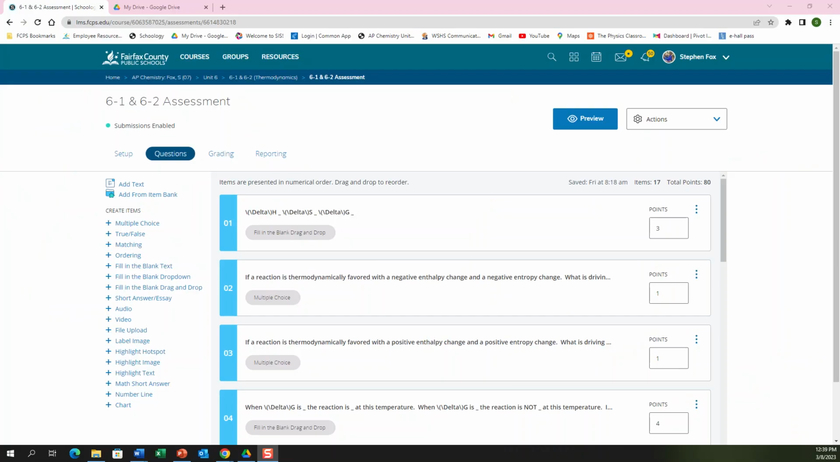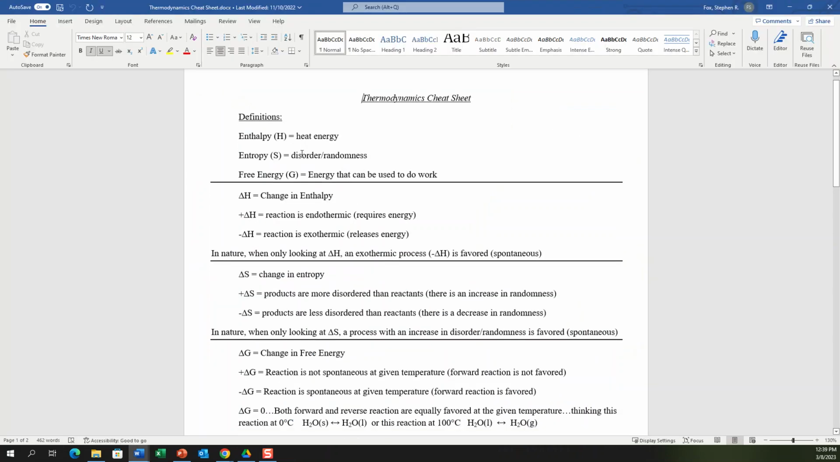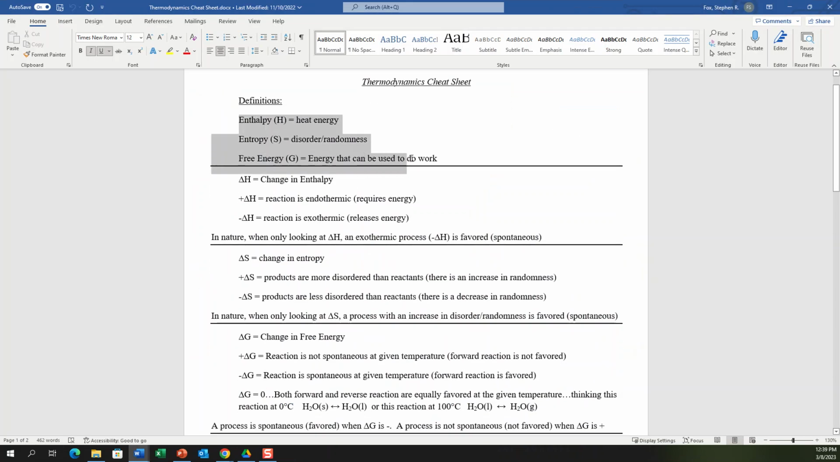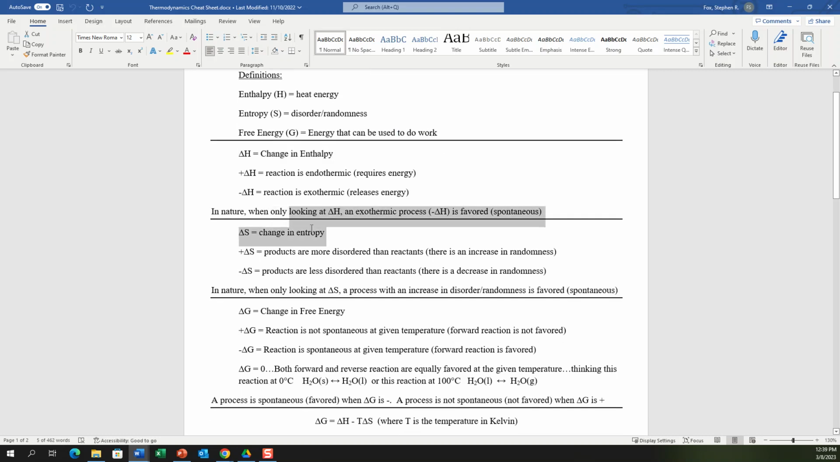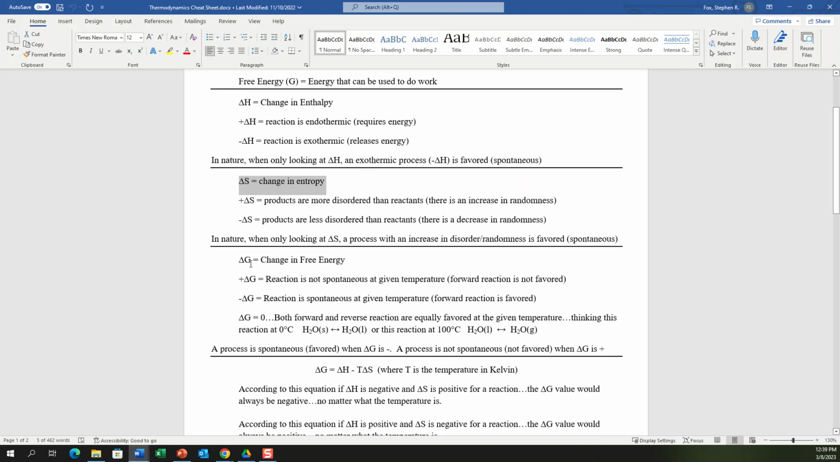All right, so again, what you want to look at is the thermodynamic cheat sheet. It tells you the definition of what H is, enthalpy, S, entropy, G, free energy. Okay, but remember, you put a delta in front of it. Delta H is the change in enthalpy. Delta S is the change in entropy. Delta G is the change in free energy.